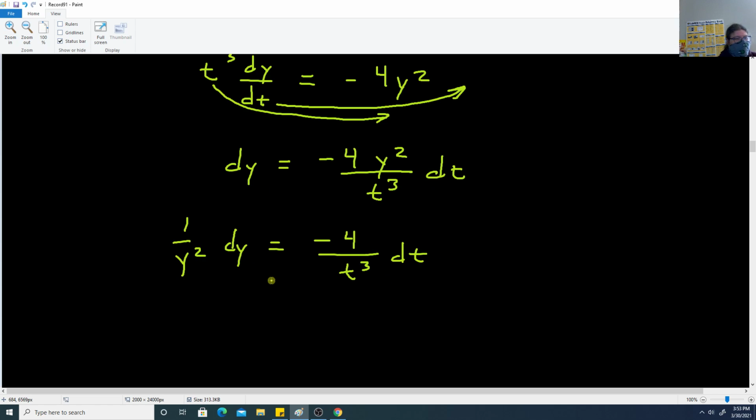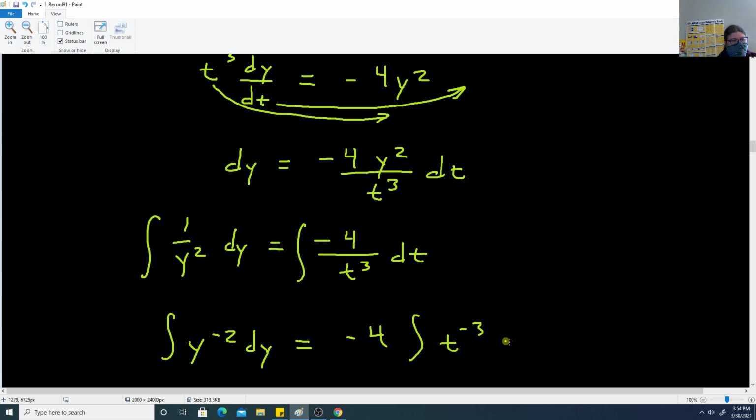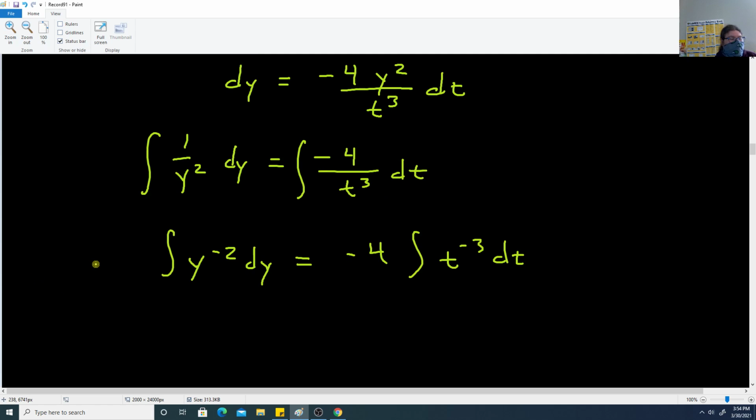So we're at this step. To make these integrals easier to take, we're going to integrate both sides. I'm going to view this, instead of 1 over y squared, that's the same as y to the negative 2, so I'm going to write that one that way. The negative 4 I can push out front of that integral, and this will be integral of t to the negative 3 dt. So we'll go through and we'll integrate both sides at this point.